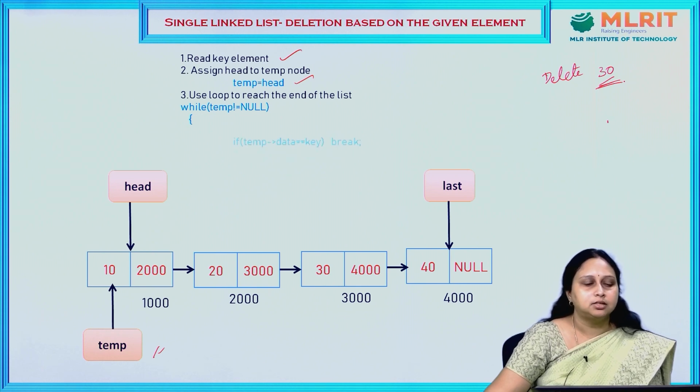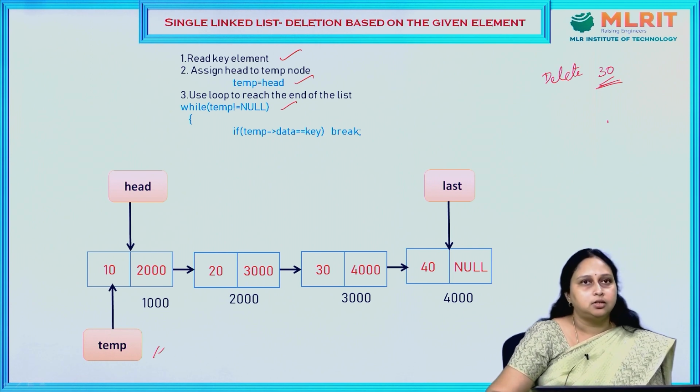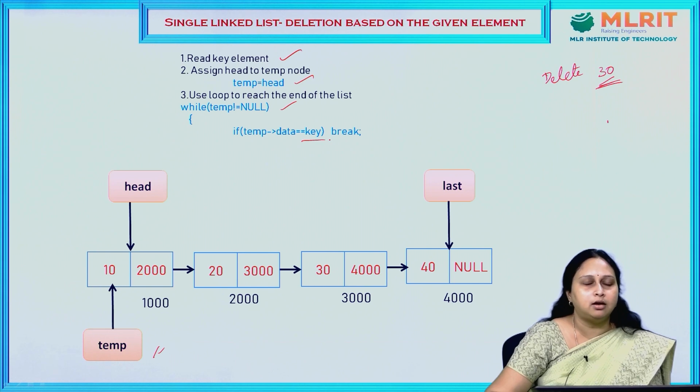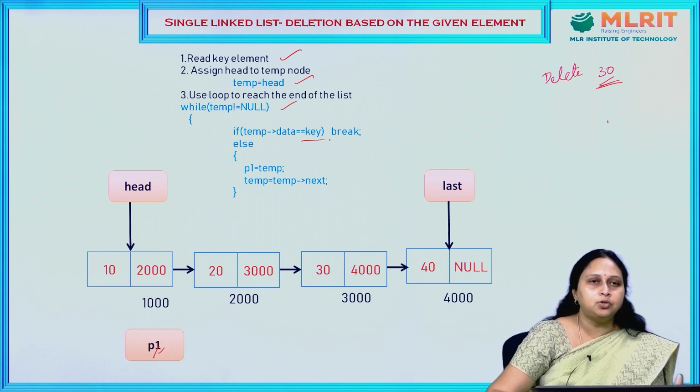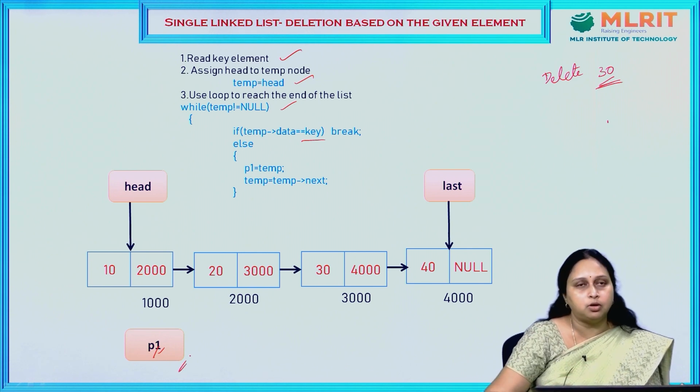That means traverse through the list by using temp not equal to null. We are going to search for the key. If the key is found, I will come out of the loop and make the connections. For that, just observe. Now when I am moving my temp to the next location, I store that address into another pointer variable called P1. That is, now P1 is pointing to head.